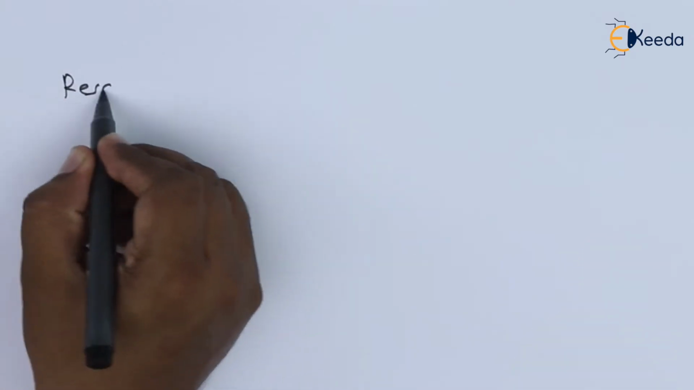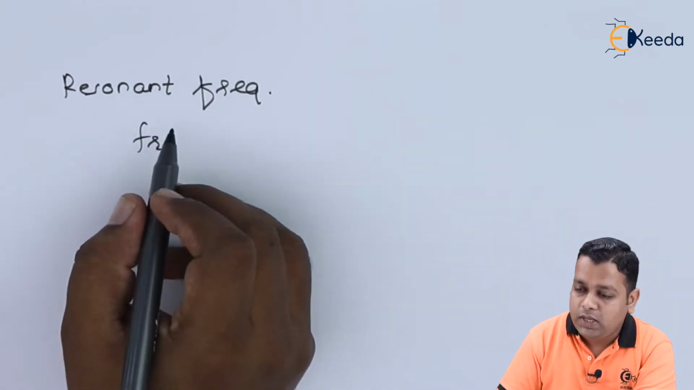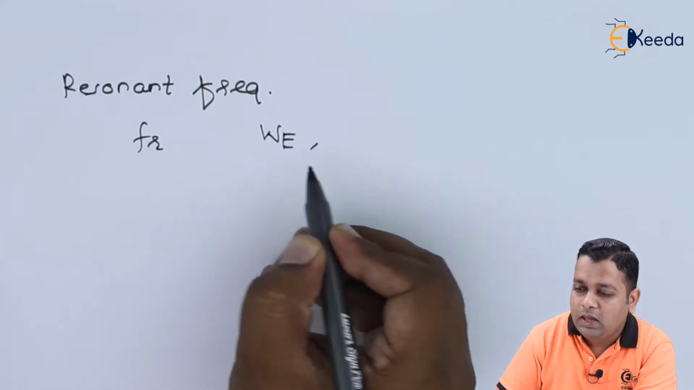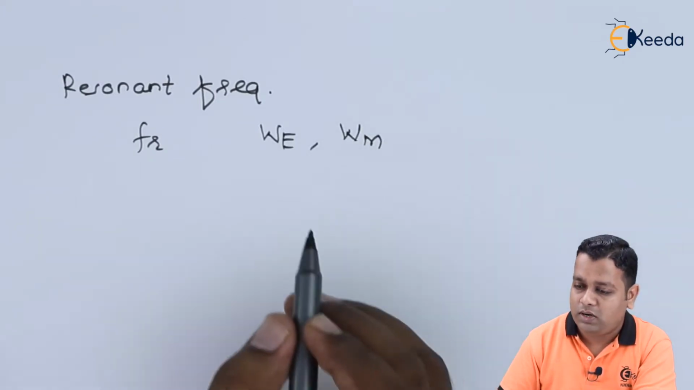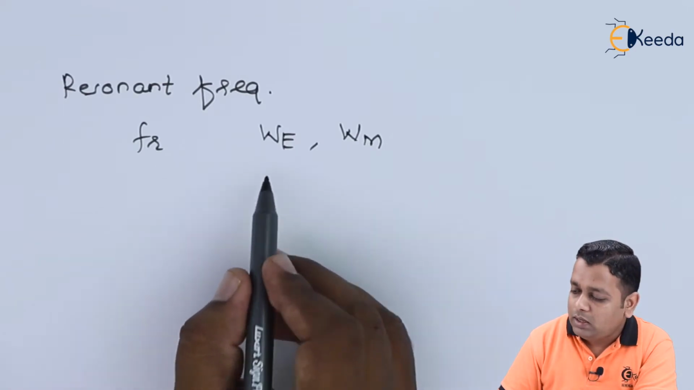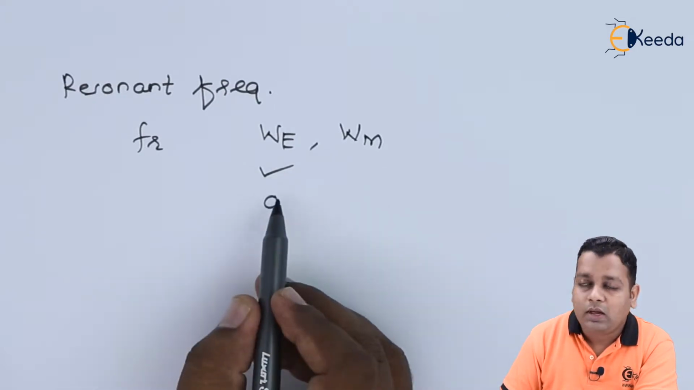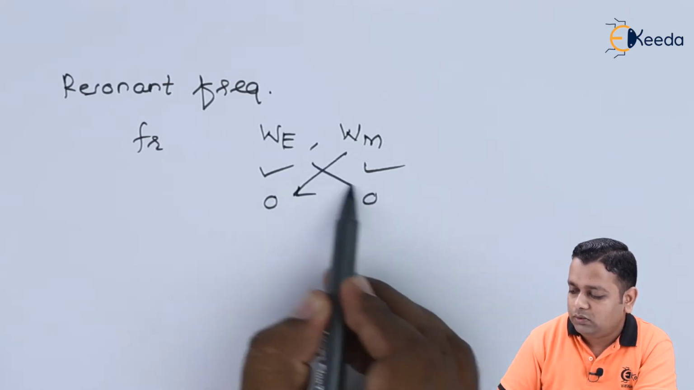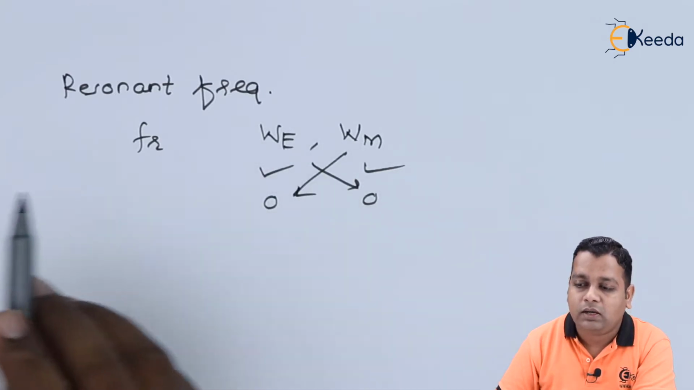Now what happens at the resonant frequency? At the resonant frequency, represented by f suffix r, the electric energy, which we can represent as W suffix E, and the magnetic energy W suffix M are equal and in time quadrature. Time quadrature means that when the electric energy is maximum, the magnetic energy is equal to 0, and when the magnetic energy is at maximum, the electric energy is equal to 0. So this is a vice versa relationship with respect to the energy storage of the electric and magnetic components.